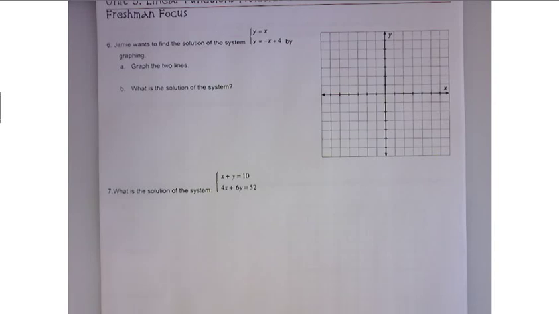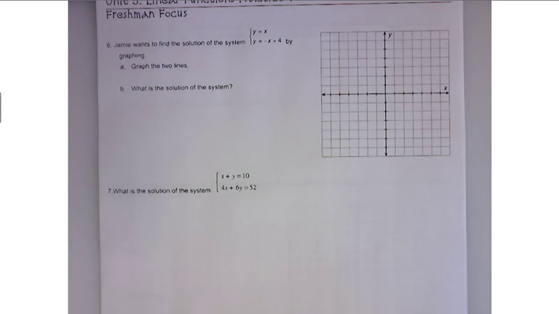Okay, we're on page 3, and here it says Jamie wants to find a solution of y equals x and y equals negative x plus 4 by graphing. It says graph the two lines and what is the solution? So we're not dealing with an inequality here, we're dealing with two lines. We're trying to find the solution, so we're trying to find where the two lines cross.